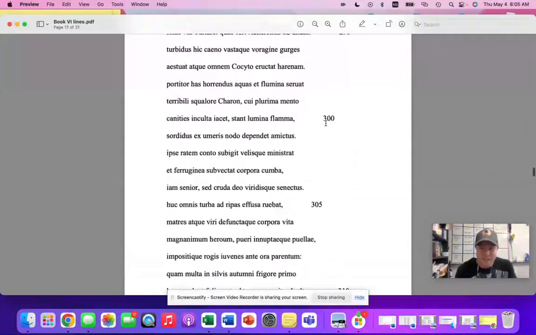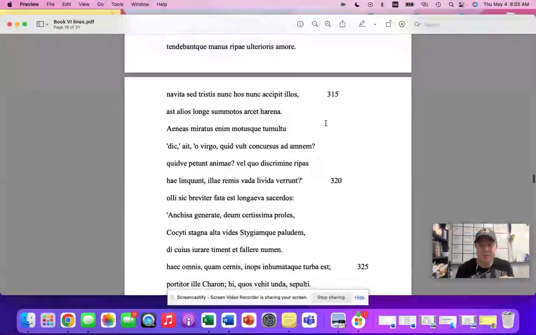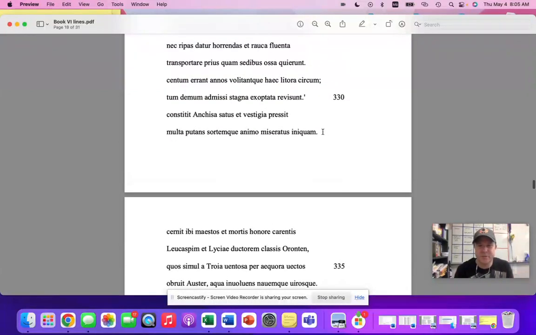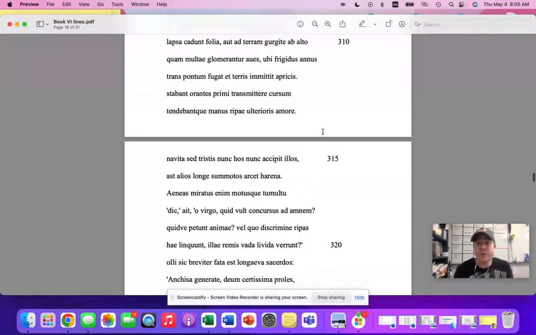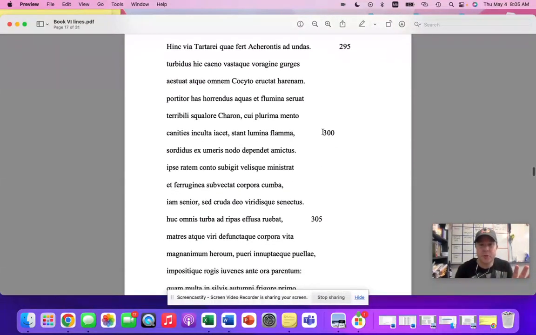And I'm telling you to study this because of something I'm going to reiterate if you've watched my previous predictions: when this syllabus was created in 2013, there were a few chunks of the Aeneid that have never appeared on an AP exam before. And 295 till about 332 had never appeared. Never once appeared on a syllabus before. These lines have never appeared on an AP exam.